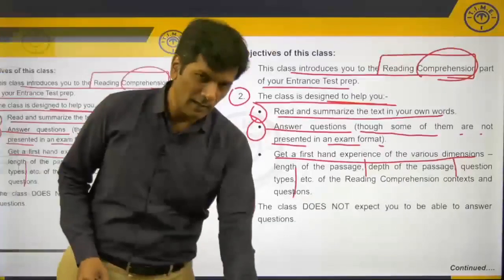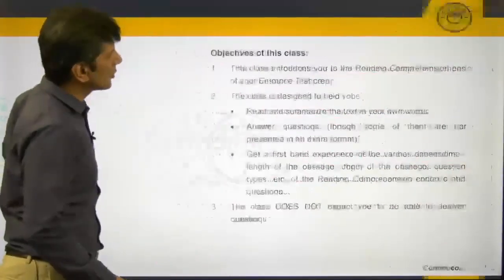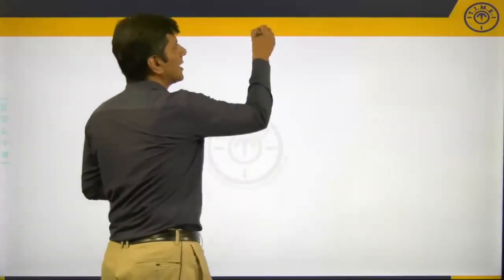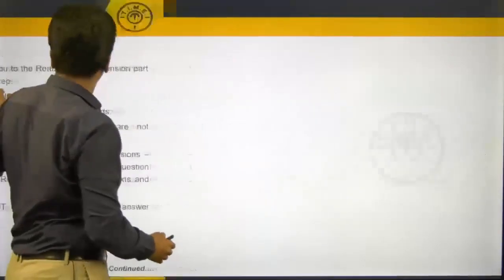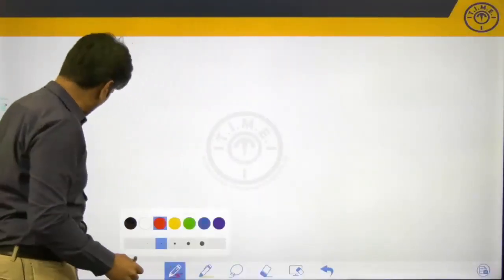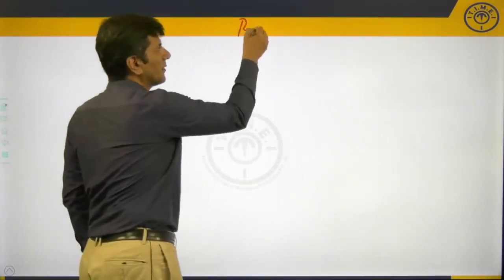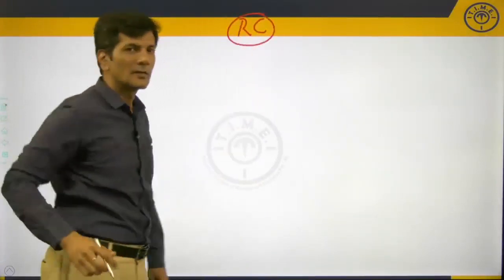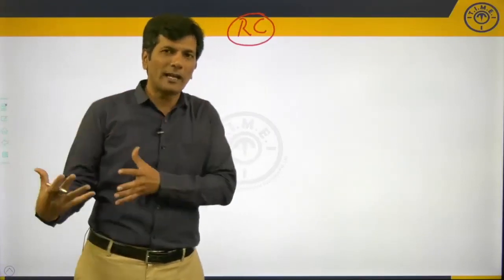What are the elementary aspects that we need to keep in mind when we come to reading comprehension? For the sake of simplicity, let's just call reading comprehension RC in short. When we are talking of RC, we are talking of reading a context, comprehending it, and then answering questions.